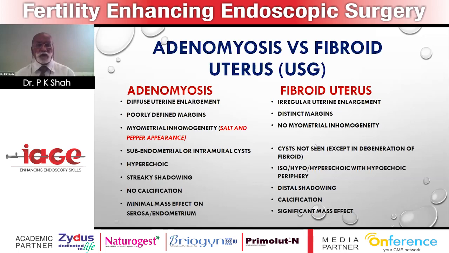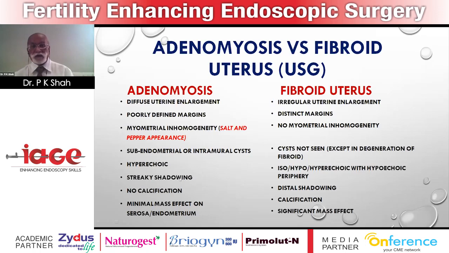On ultrasound, you have differentiation between adenomyosis and fibroid. You can see diffuse uterine enlargement in adenomyosis, whereas irregular or regular uterine enlargement in fibroid. Poorly defined margins versus distinct margins. Myometrial inhomogeneity, salt and pepper appearance as we call it, in adenomyosis; no myometrial inhomogeneity in fibroid. Subendometrial or intramural cysts are seen in adenomyosis; cysts are not seen in fibroid except for degeneration. It is always hyperechoic, whereas fibroid is either iso, hypo, or hyperechoic.